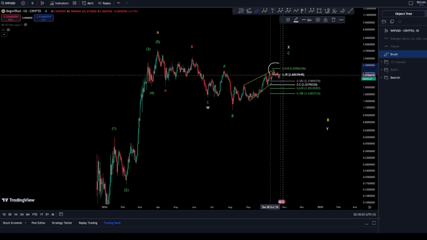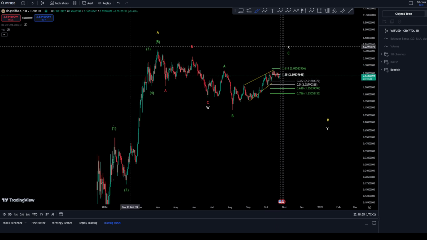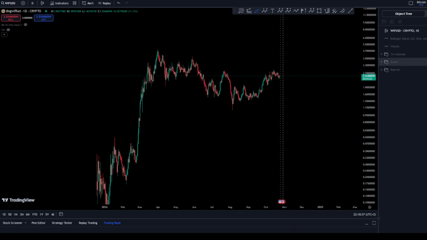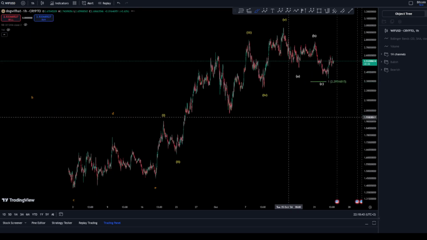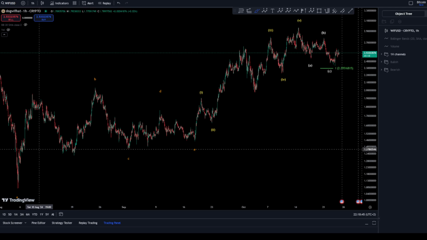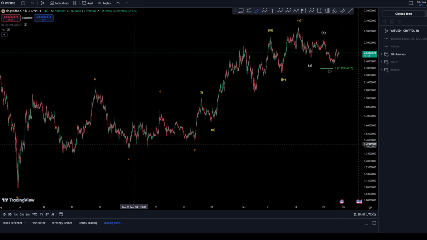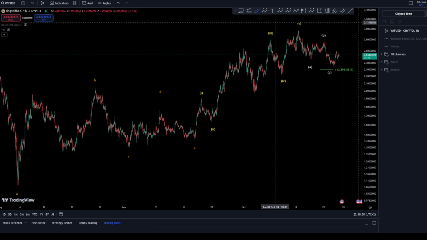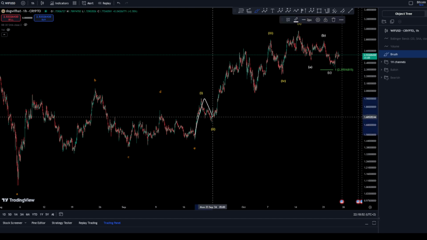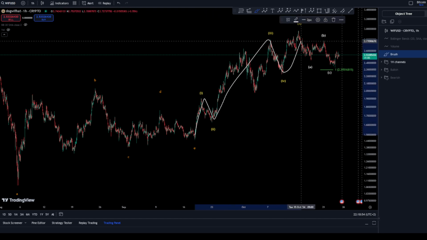To make sure what is going on inside this scenario on the 1 hour chart, let's dive a little bit deeper and see what is going on. So on the 1 hour chart, we can see after our finished triangle here, possibly as A, B, C, D, E, we are looking here for a 1, 2, and then 3, 4, and a 5.